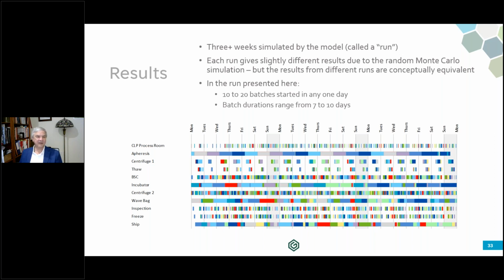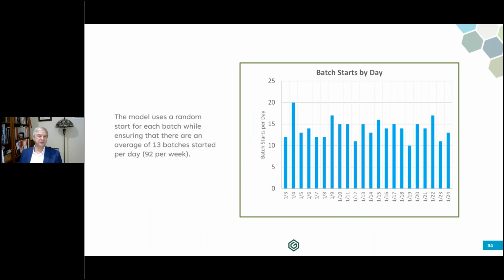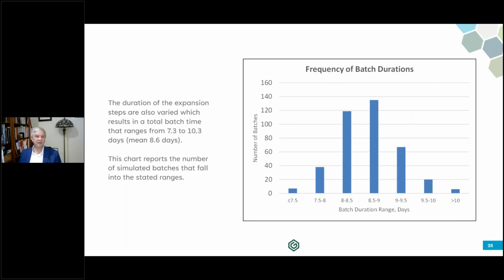We ran this many times over a course of time, and we're able to count and show the range of numbers of batch starts per day that our model was predicting. And here's how long the batches lasted. This is a histogram. Most of them were between 8 and 9 days, but a few are shorter and a few are longer. That's important because the samples pop out at defined points in the process, not at time points, but at process points.